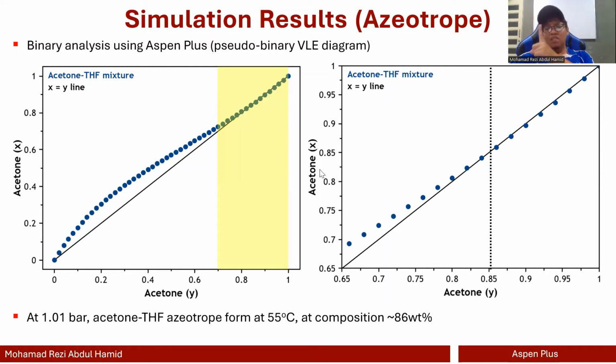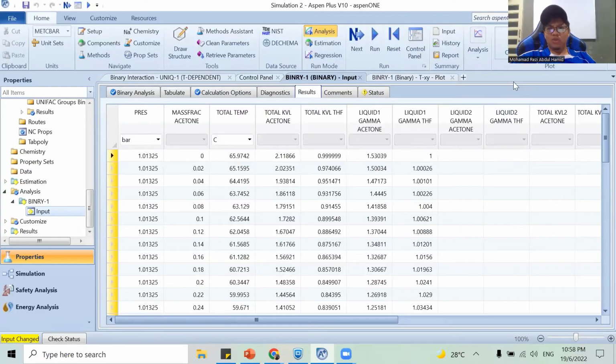All right, so the first task is complete. So we have identified that THF and acetone do form an azeotrope, and I was able to show them using the pseudo-binary VLE diagram, and the composition is 86 weight percent occurring at 55 degrees Celsius. All right, let's return back to our Aspen Plus. So what to do next?